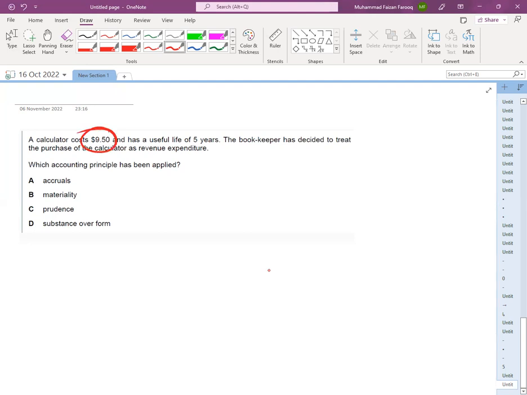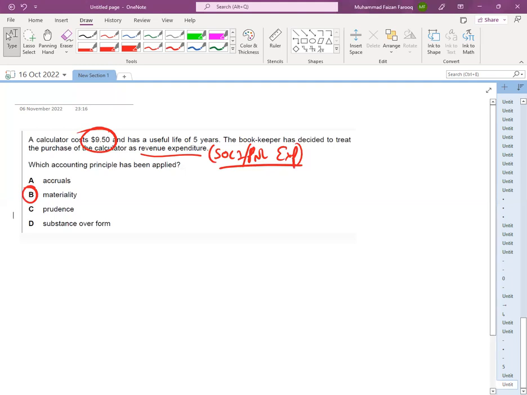$9.5. It should be an asset or it should be an expense. Revenue expense means income statement or SOCI or P&L expense. In order to decide, the company has to define its materiality limit. So the answer for this question is option B. Same thing. Question number 3 will appear on your screen in a second.